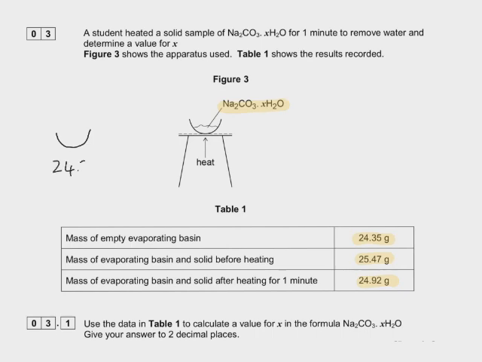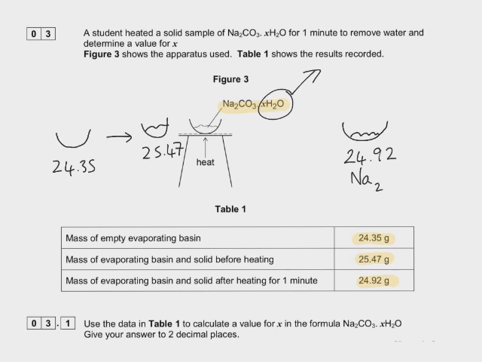So if I just do a very quick sketch of an empty crucible and put the mass underneath, then I'm going to draw the crucible with the hydrated salt and put the mass underneath that. I'm heating it to remove water, so I'm just showing myself a little reminder that that's what's happening. I'm trying to show less solid in the final bit, and then I've got the mass of the final solid, and I'm writing down Na2CO3 to remind me there's no water there now.